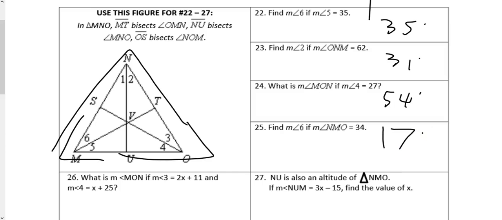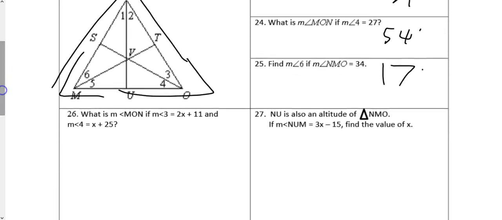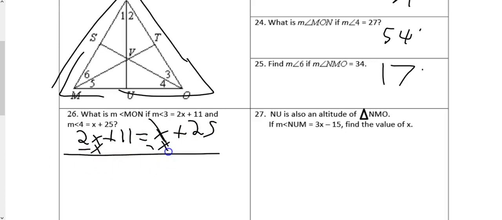What is MON if the measure of angle 3 is 2x plus 11 and measure of angle 4 is x plus 25? Well, we said 3 and 4 are equal, so we just do that. 2x plus 11 equals x plus 25. I like to keep my variables positive, and I'm going to move the numbers right. So that means x is 25 minus 11, which is 14.